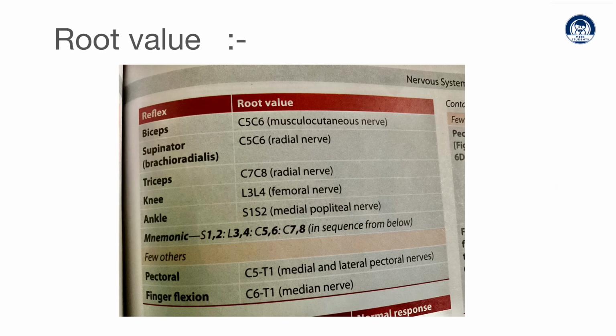Reflexes and root values. 1. Biceps C5-C6. 2. Supinator C5-C6, radial nerve. 3. Triceps C7-C8, radial nerve. 4. Knee L3-L4, femoral nerve. 5. Ankle S1-S2. A few others: finger flexion C5 to T1, C6 to T1.